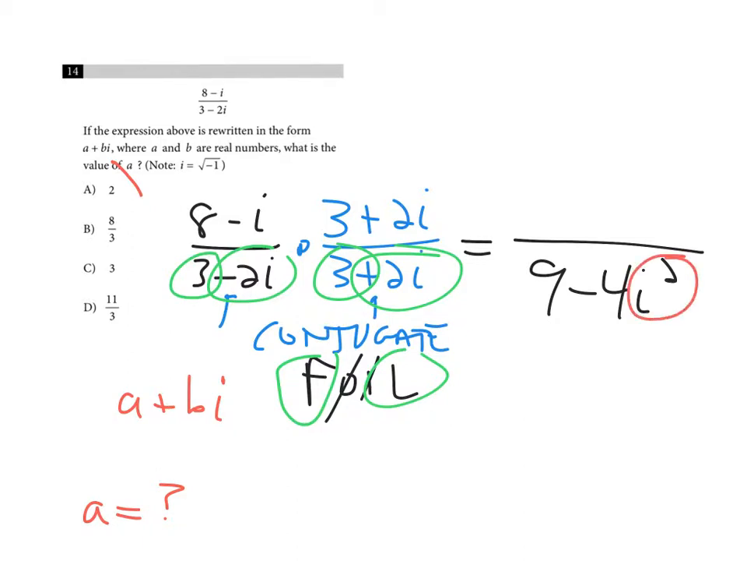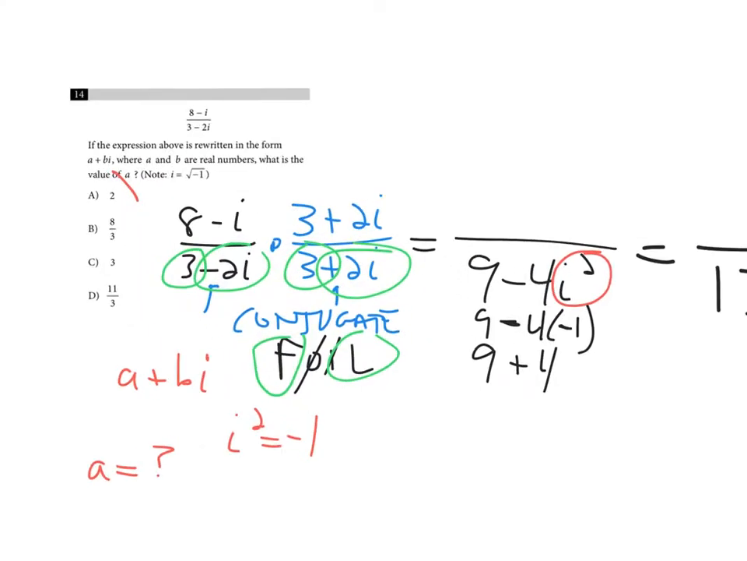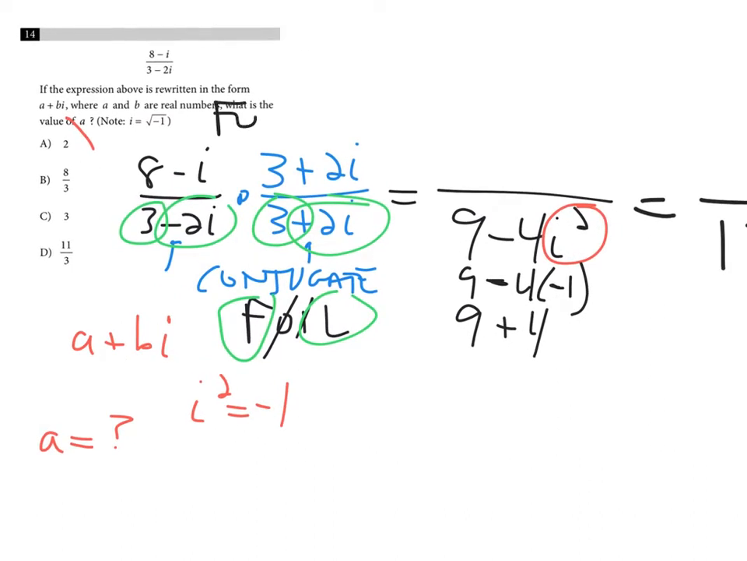Remember that i squared is always equal to negative 1. So here we're going to have 9 minus 4 times negative 1, and a negative times a negative in math is a positive, so I have 9 plus 4, or 13. So my denominator is 13. Now for my numerator, I'm going to have to fully FOIL 8 minus i times 3 plus 2i. These are not conjugates, so I've got to do the full FOIL.